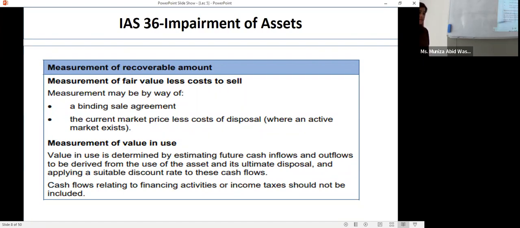When we apply a discount rate to the cash flows, what do we get? Present value. How do we get the present value? What is the formula? Future value multiplied by 1 over (1 plus r) raised to the power n. Excellent. Okay. So cash flows relating to financing activities or income taxes should not be included.